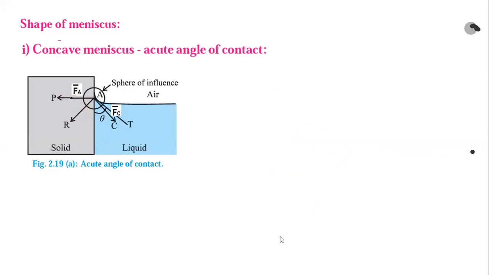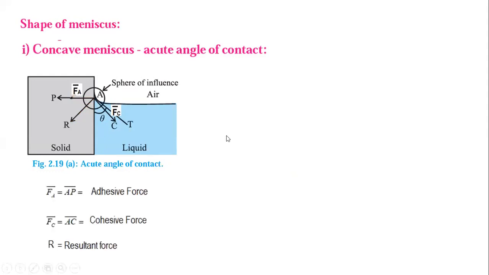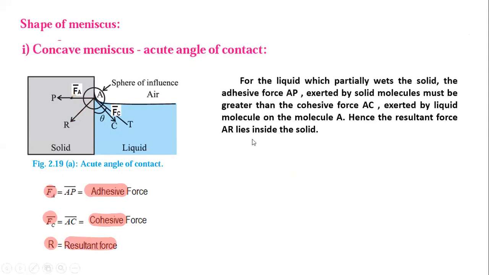Now after that, let me learn the explanation of this. So here, as I discussed, this FA is the adhesive force, FC is the cohesive force, which is also called AC, and R is the resultant force. Okay. Now pay attention, see this one.